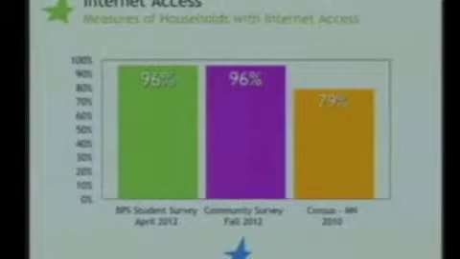We did a Bloomington survey, a student survey of our secondary students. We got over 1,000 participants among secondary students, and we found that 96% self-reported that they have regular internet access at home. And the community survey that was done this last fall by the Community Relations Department found that in our community, there is a 96% access rate.